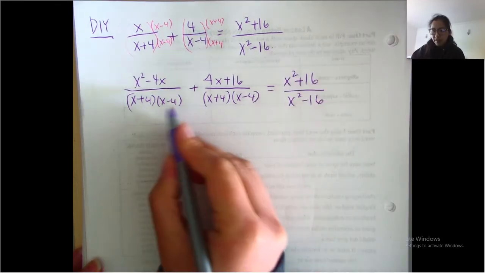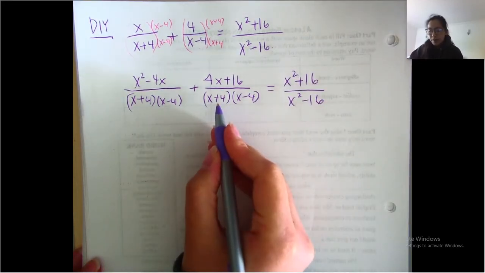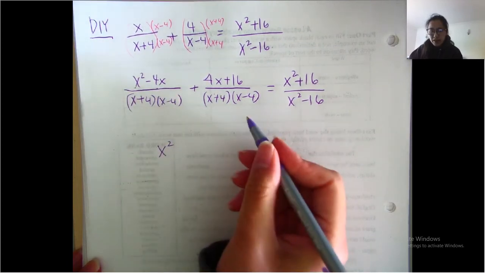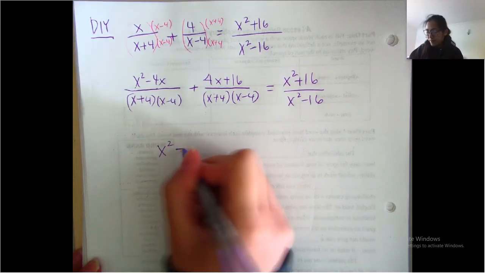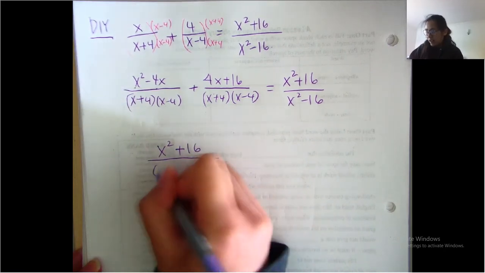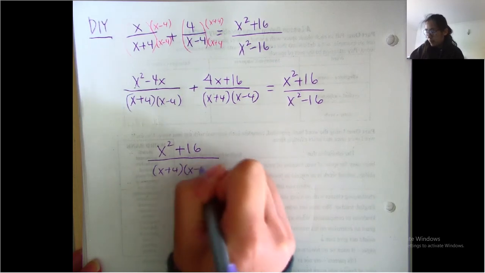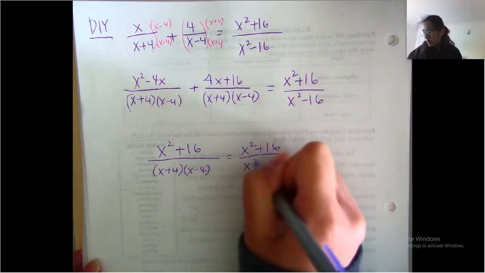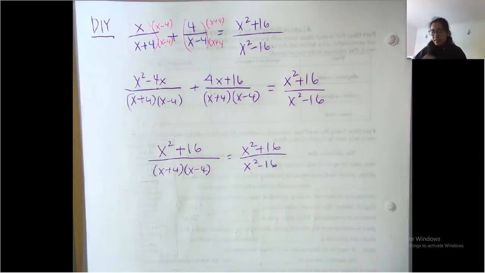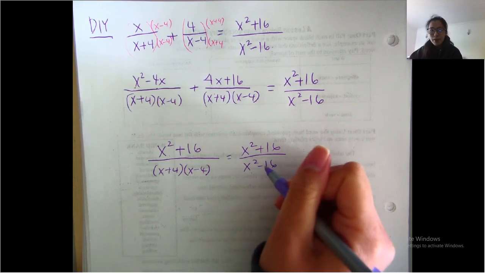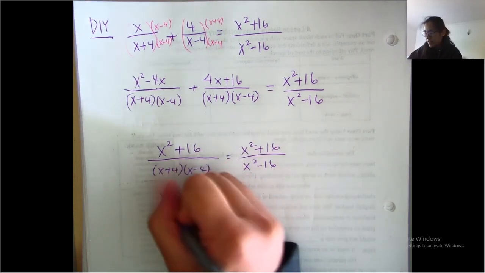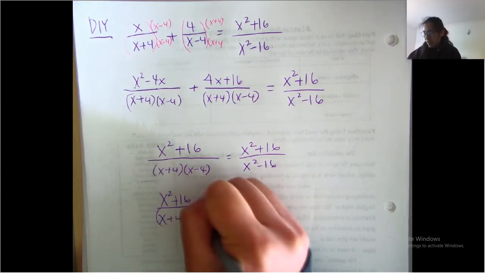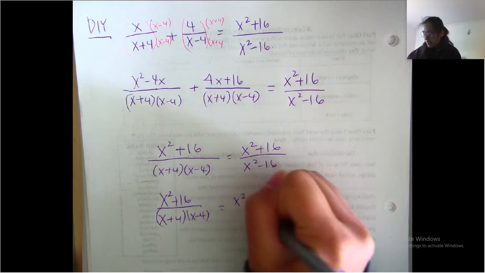And so we add all this up, and we end up with x squared, and then it's minus 4x plus 4x, and so that's going to be plus 0, and then plus 16 over x plus 4 times x minus 4 equals x squared plus 16 over x squared minus 16. At this point, you should be noticing that the x squared minus 16 factors into a difference of squares. And so what you should actually notice is that everything is exactly the same.